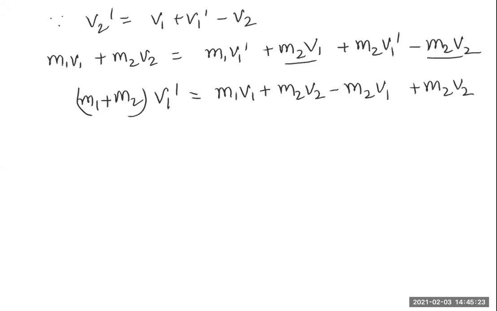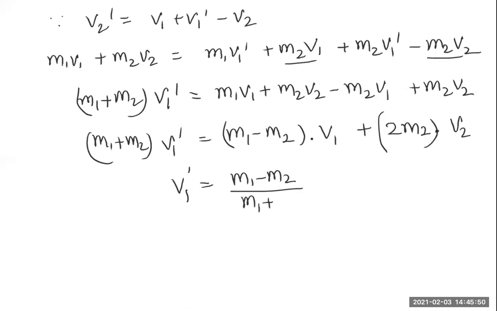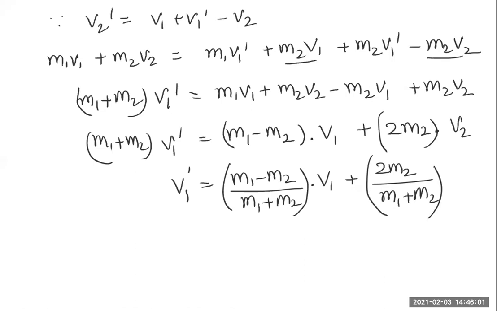Right, and now I can rewrite this as, मैं v1 वाले टर्म्स अलग से लिखना चाहता हूँ, तो मैं लिखूंगा m1 minus m2 into v1 plus 2m2 into v2, right? And this is equal to m1 plus m2 into v1 prime. So v1 prime will be equal to m1 minus m2 upon m1 plus m2 into v1 plus 2m2 upon m1 plus m2 into v2.